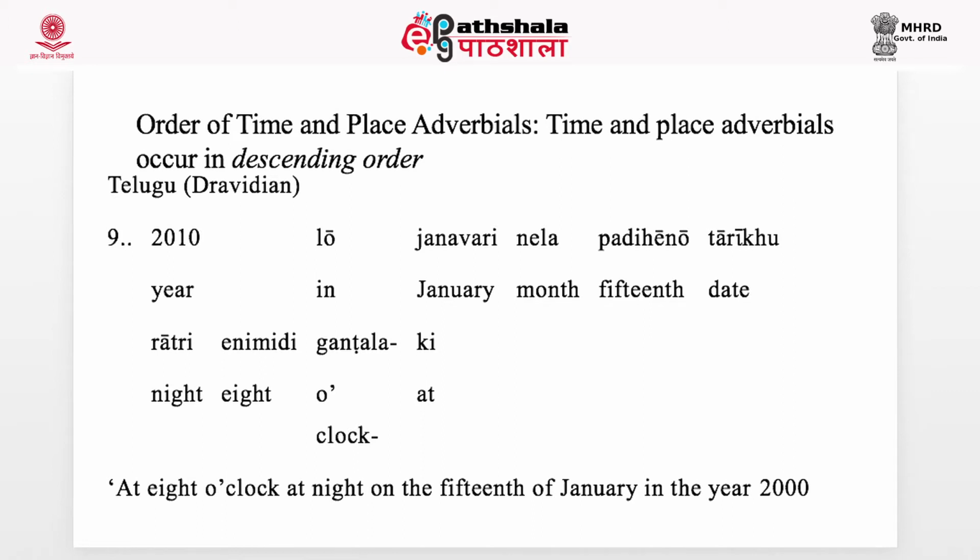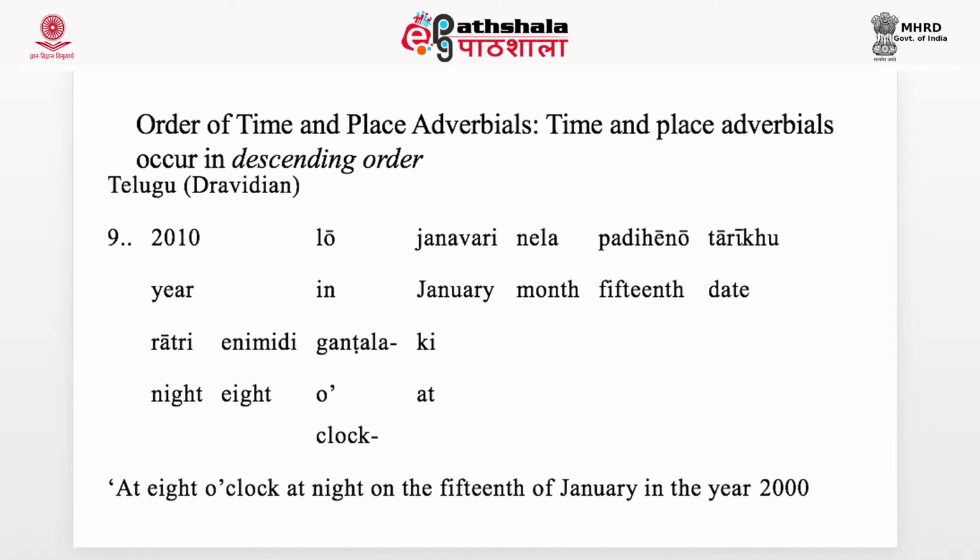Then let us come to the time and place adverbs. In verb final languages, the time adverb occurs first, followed by the place adverb. In non-verb final languages, the place adverb occurs first and then the time adverb. So that means, as you can see, there is a mirror image relationship between the time adverbs and the place adverbs. Another very interesting and fascinating feature of the time adverbs and place adverbs is that they occur in descending order. What do we mean by descending order?